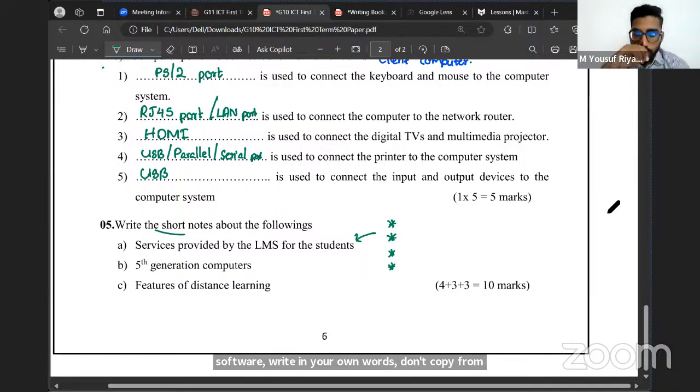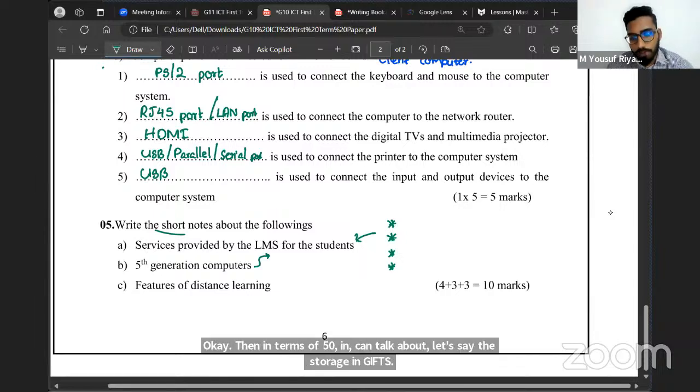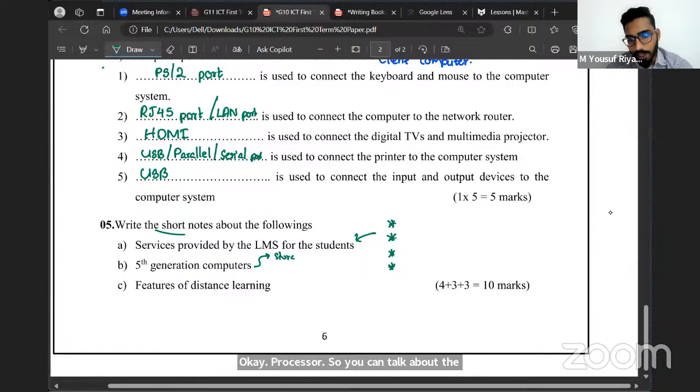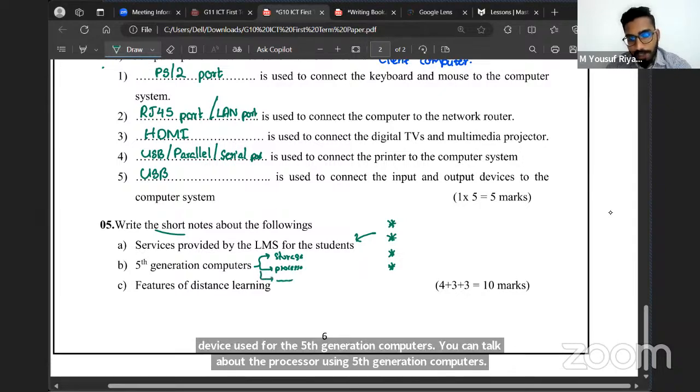Right? Don't mention short point forms for short notes. Okay. Then in terms of fifth generation computers, you can talk about, let's say, the storage in fifth generation computers. You can also talk about the processor. So you can talk about the storage device used for the fifth generation computers. You can talk about the processor used in fifth generation computers. You can talk about that internet was introduced publicly in the fifth generation computers.